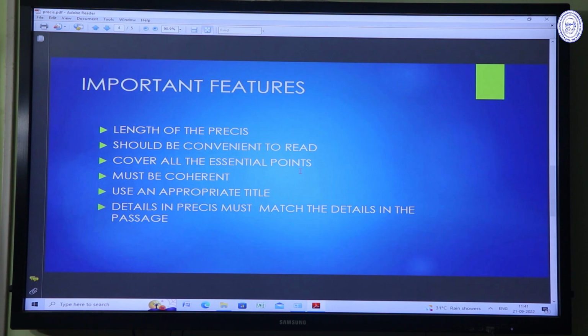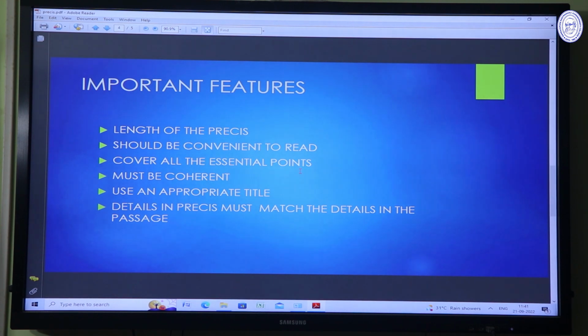Now, there are some challenges while you write the Precis. I will tell you. The length of the Precis. We are instructed not to write more than 1/3 of the entire words. What does it mean? Supposedly, there is a passage of 300 words, you are supposed to conclude it within 100 words. That's the challenge. That's what you have to do. To write an excellent Precis, you have to finish it off within 100 words.